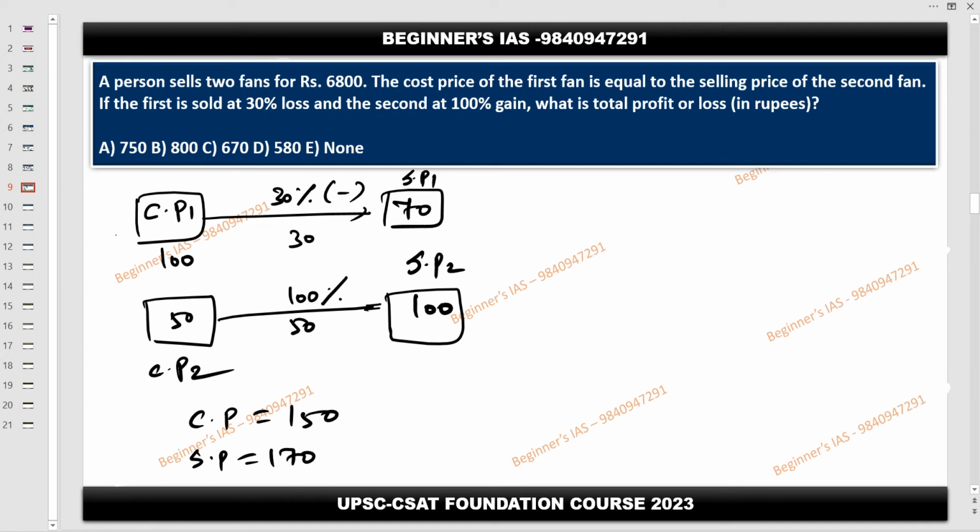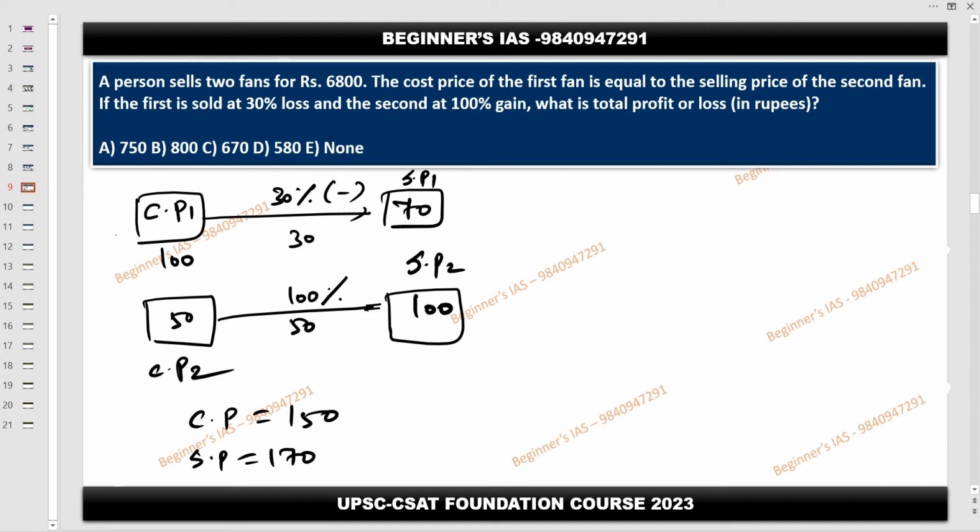Then I did 100 plus 70, that is 170. If it is mentioned in the question, like a person sells two fans for rupees 6800, I took the selling price as 6800. Then I applied the cost price, that is 150 by 170 into 6800. Then I cancelled and I got 6000.